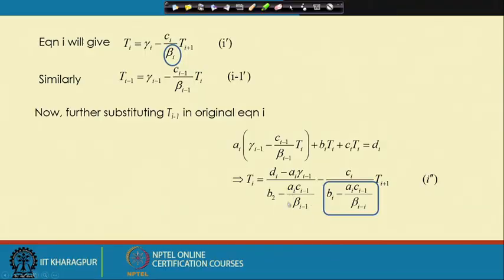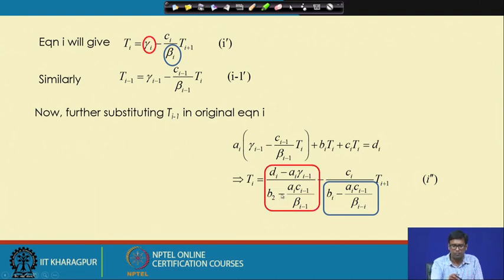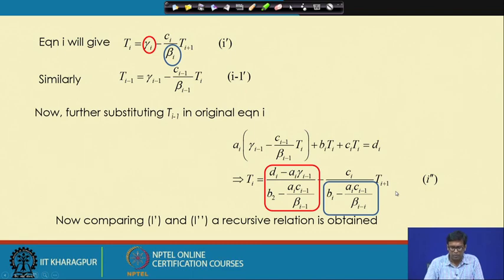Similarly, once I know beta i minus 1 and I also know gamma i minus 1, which is from the previous equations, we can find out gamma i. So, gamma i is (Di minus Ai gamma i minus 1 by beta i minus 1), divided by beta i, and comparing i prime and i double prime, we get what is called a recursive relation. So, if we know gamma 1 and beta 1, we can find out gamma 2 and beta 2, if we know gamma 2 and beta 2, we can find out gamma 3 and beta 3, and so on we can do it till gamma n and beta n.